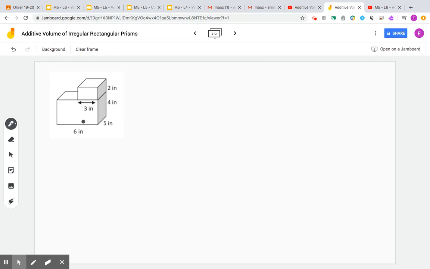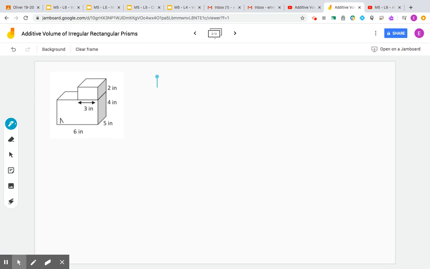But I noticed that it's not one shape. So I can't just do length times width times height. I see that it's made up of two different shapes, a smaller rectangular prism up here and a larger one down here. In order to find that overall volume, I'm going to find the volume of each individual structure. So let's look at the volume of this bottom one first. We're going to call it structure A.